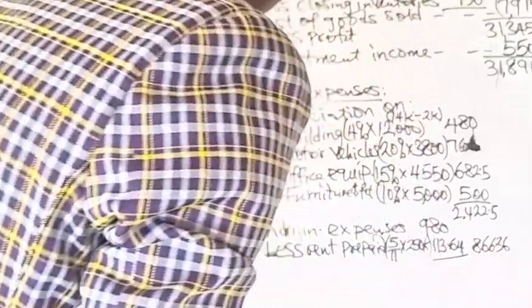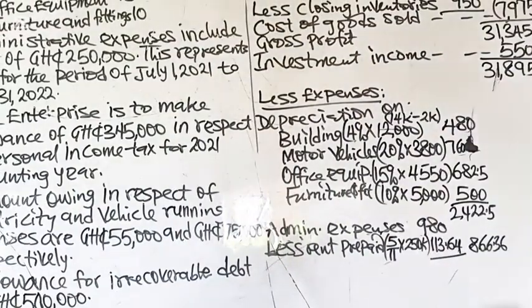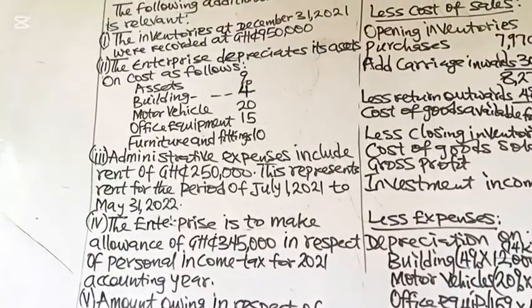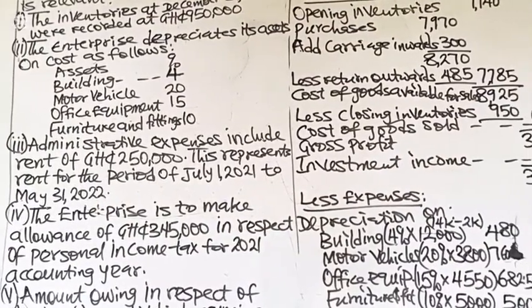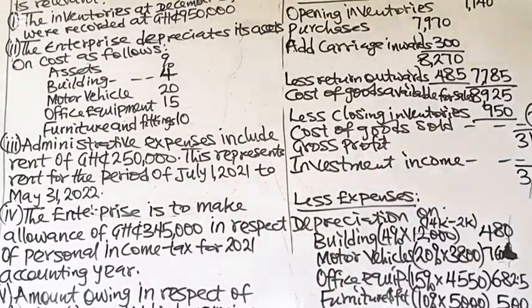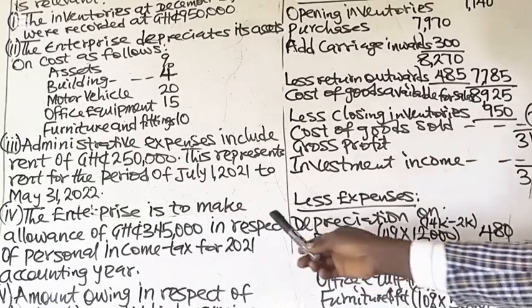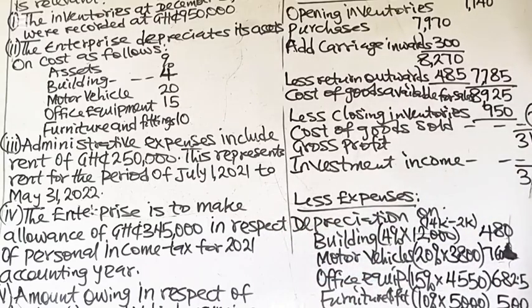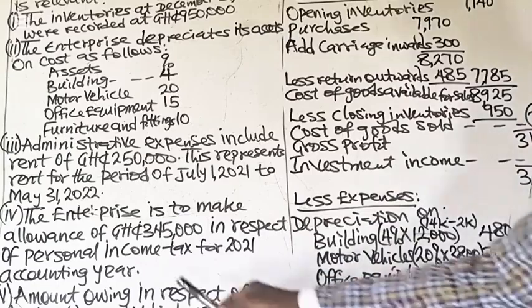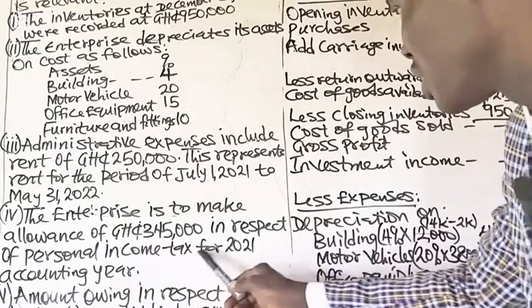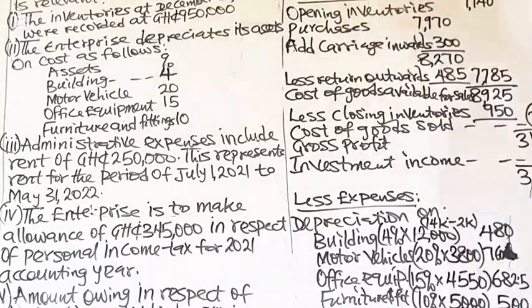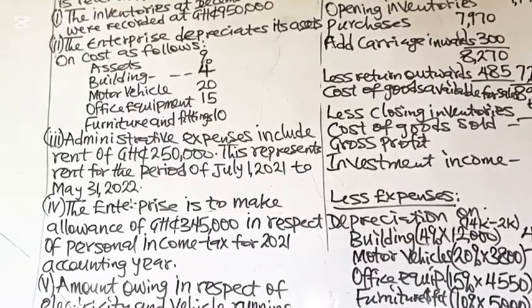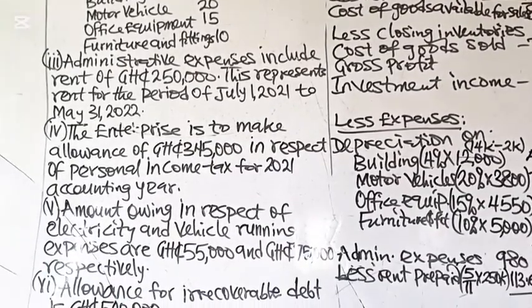866.36. Now, back to the footnote, back to the additional information. We have done with note 3, which is for administrative expenses. Then note 4, the enterprise is to make allowance of 345,000 Ghana cedis in respect of personal income tax for 2021 accounting year. So that is the allowance that is to be made for personal income tax. So we'll leave that for now.